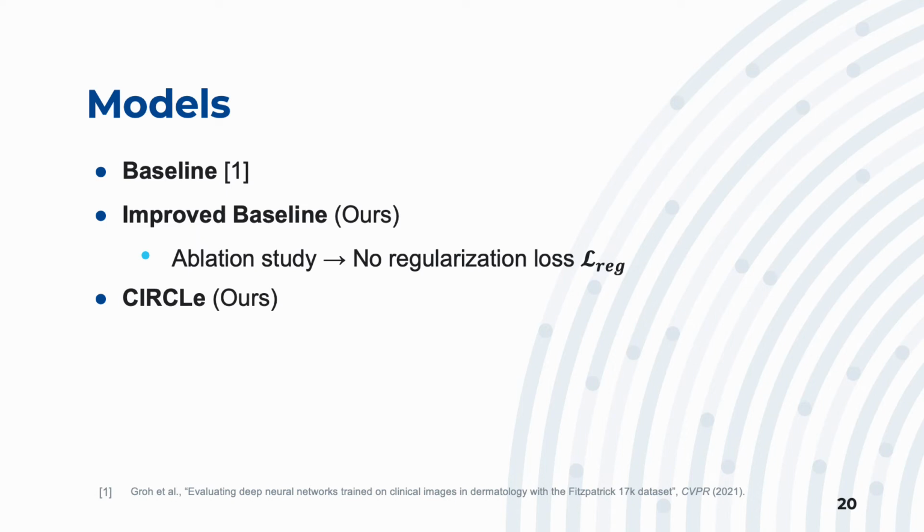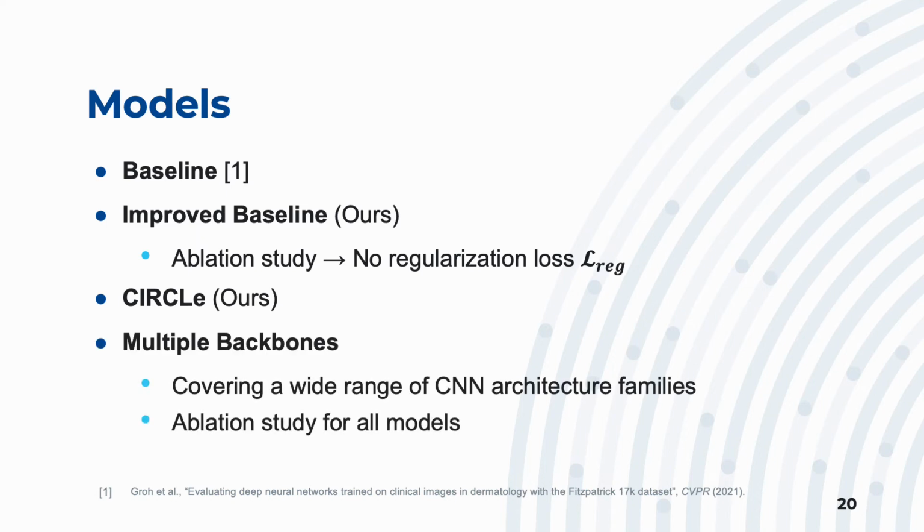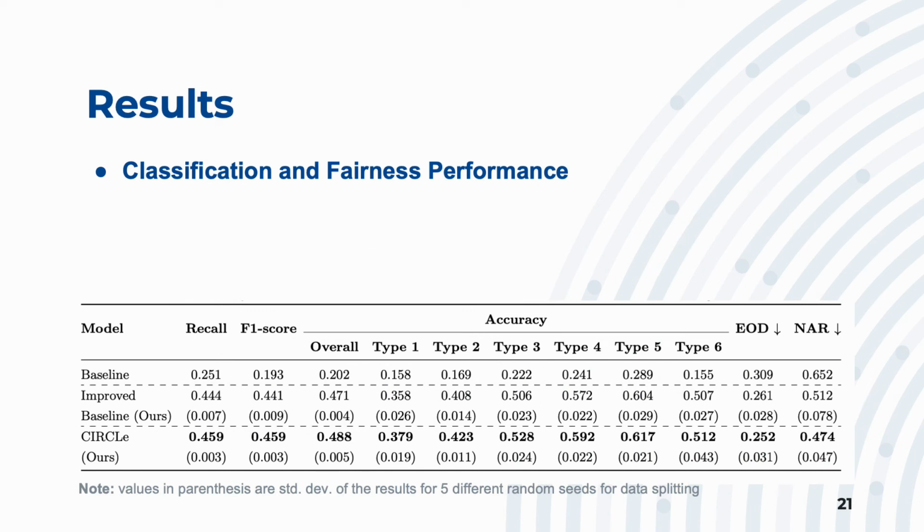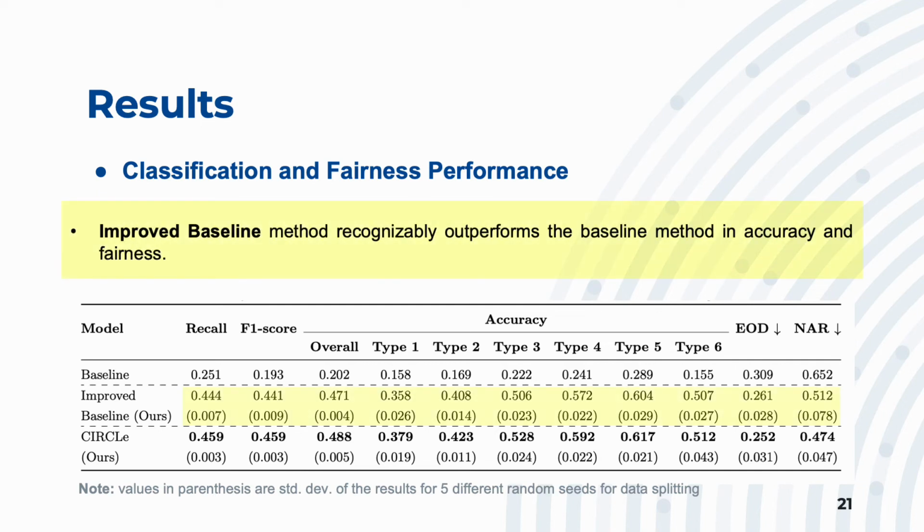Then we have our proposed model, Circle, and lastly, in another experiment, we present evaluation with several other backbone architectures. We cover a wide range of CNN architectures, and we perform an ablation study on all of those backbones. This table shows the classification and fairness performance results. From this table, we can see that our improved baseline recognizably outperforms the baseline in accuracy and fairness. By using a powerful backbone and a better and longer training process, we more than doubled the classification accuracy on the Fitzpatrick 17K dataset for all the skin types.